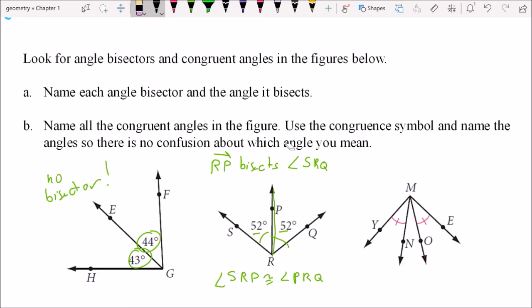However, there are congruent angles. So no bisector, but angle YMN, and I'm taking the ones with the markings now, y'all, is congruent to angle OME. So, good enough for that one.